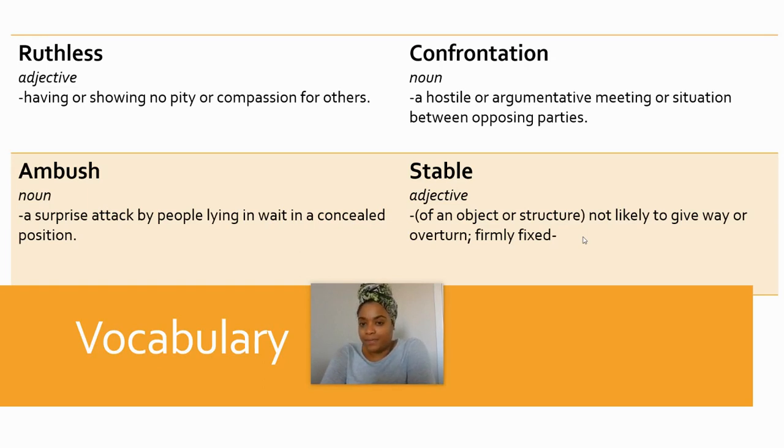What word? Let's go over the words one more time. The words are ruthless. What word? Ambush. What word? Confrontation. What word? Stable. What word? Scholars, I am going to give you a personal challenge for today. As you complete your independent practice, be sure to use one of these 4 words in your response. Again, personal challenge. Be sure to use one of these 4 words in your response today.